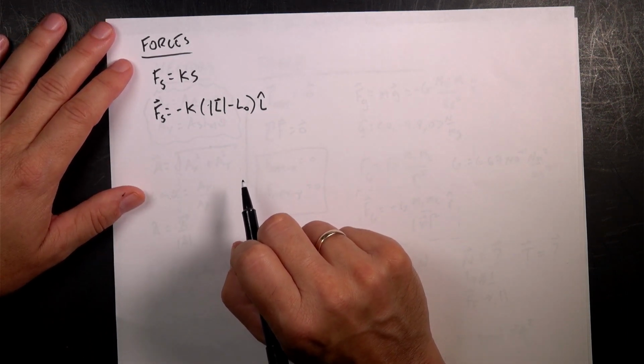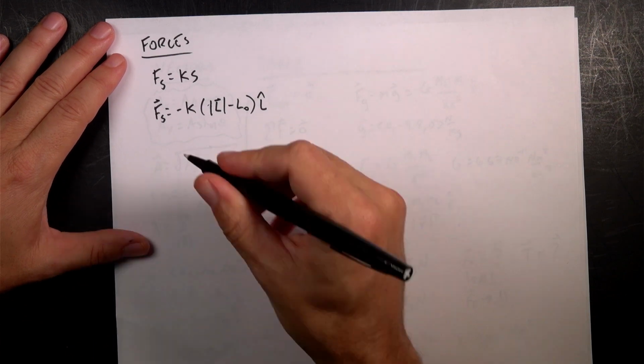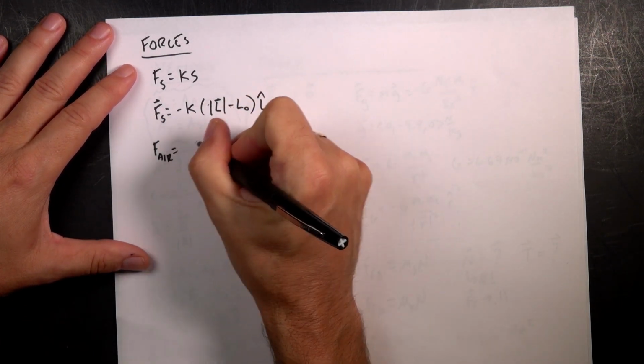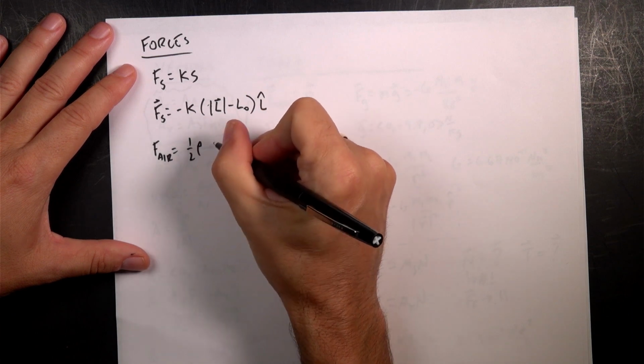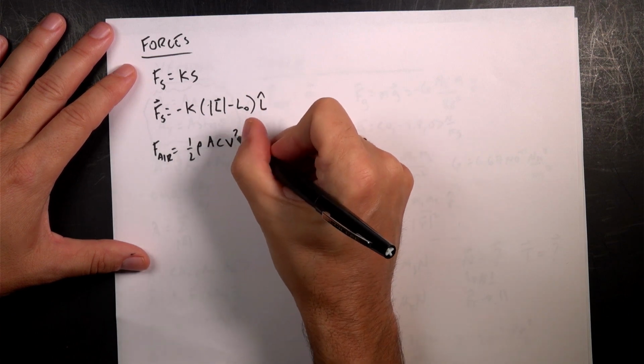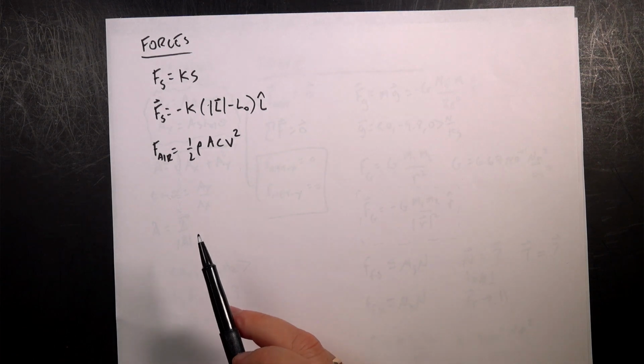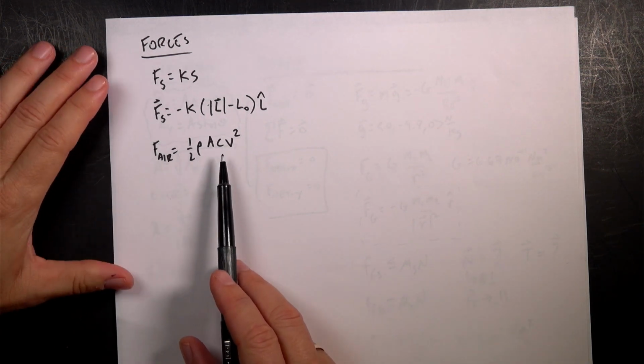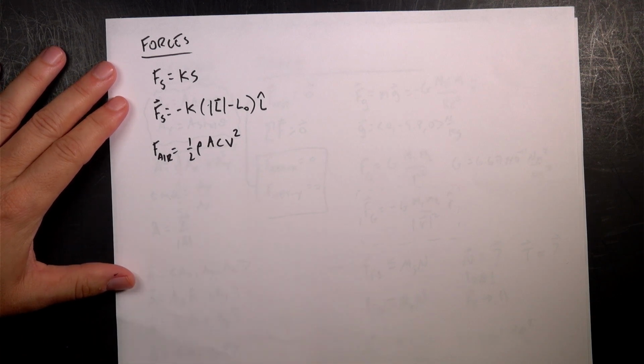Another force you may see is the air resistance force. If you have an object moving through the air, then you have 1/2 rho A C v squared. That's the magnitude of the force on an object moving through the air. Rho is the density of air. A is the cross-sectional area. C is the drag coefficient, and v is the velocity.